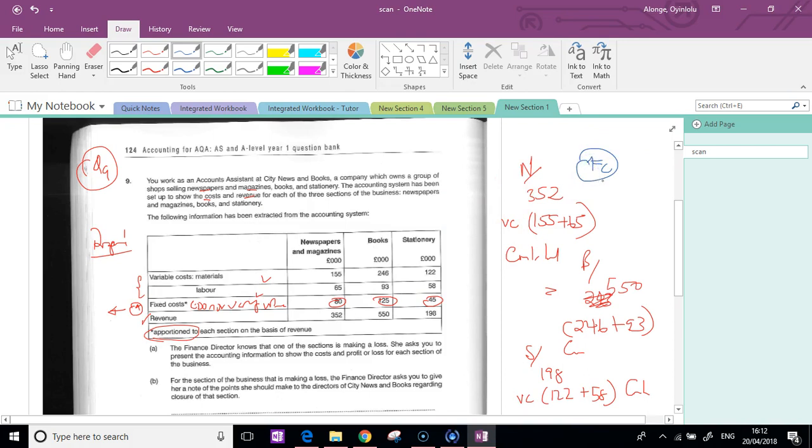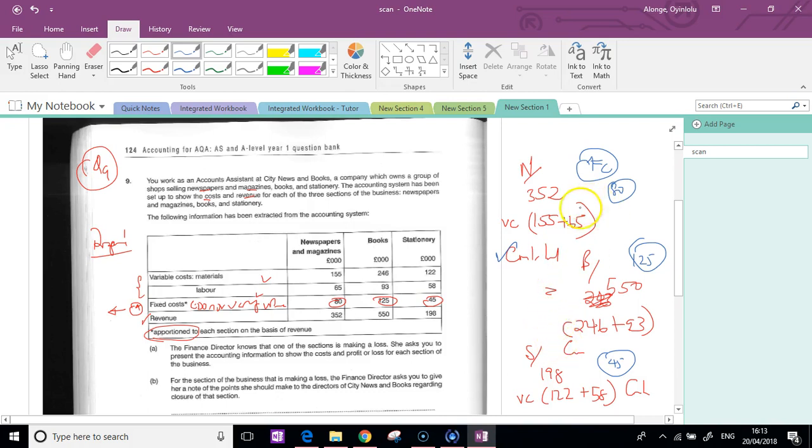So we gave, I believe, 80 to newspapers and magazines. We gave 125 to books, and we gave 45 to stationery. So what they really want you to discuss first of all is to say, look, let's focus on contribution. Who is giving us the greatest contribution over revenue? Almost like a contribution margin ratio, a contribution over revenue ratio.